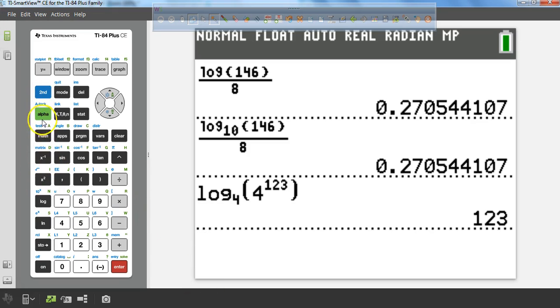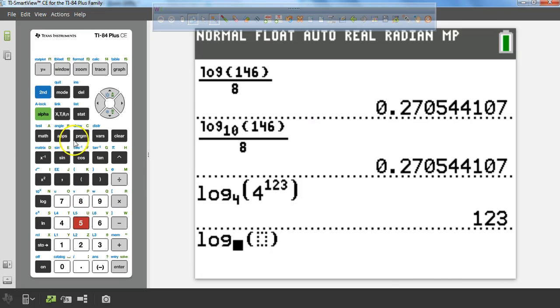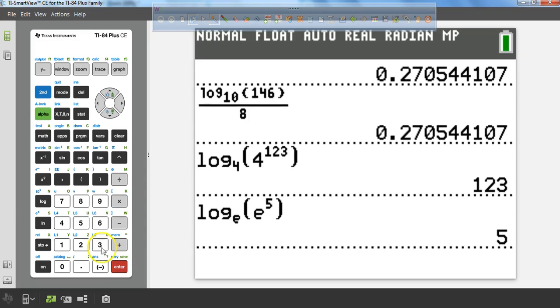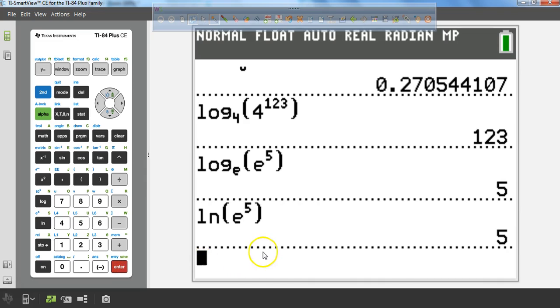We'll go alpha window number 5. We're going to use base e right there. We're going to make that an e, and we're going to raise that to just a regular number, 5. And what's going to enter? It's going to be a 5. Boom. But I could also say the natural log of e to the power of 5 is 5. It's the same thing.